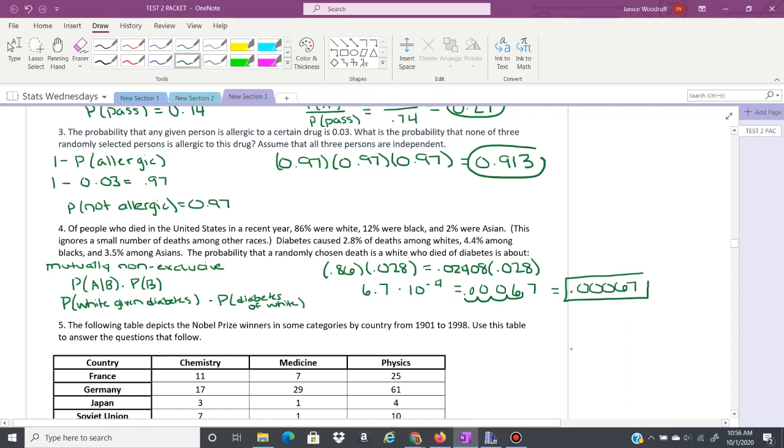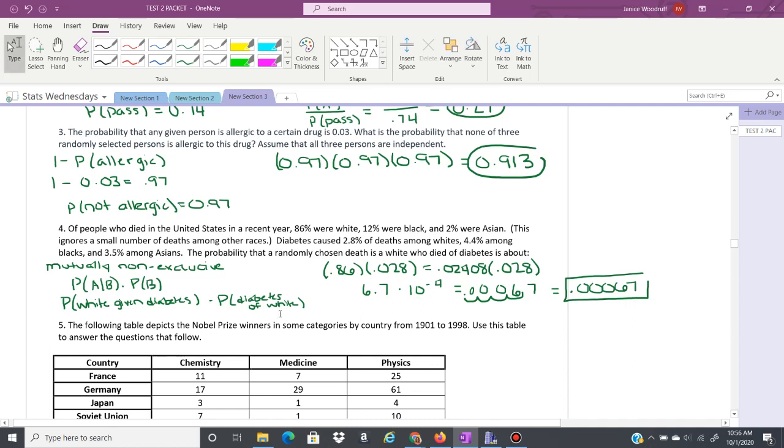All right, now that's how we would approach a problem like that. I'm not going to put a problem like that on the test, but this is something that you might see on an AP stats exam or if you go on to do more stats classes.